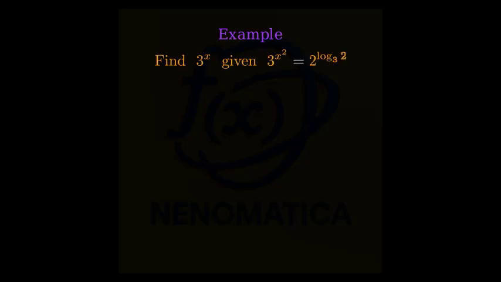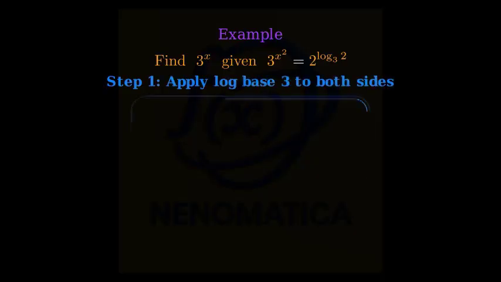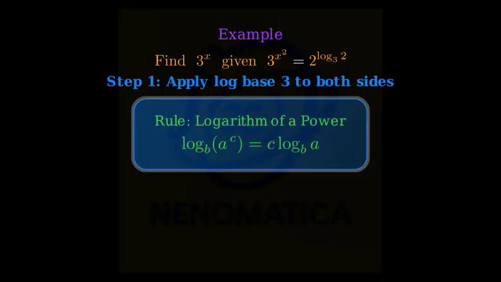Welcome! In this example, we will solve an exponential equation by using logarithms, exactly following a clean step-by-step algorithm. First, we show the example label. Then, we state the problem in bold orange. Find the value of 3 to the x, given 3 to the x squared equals 2 to the log base 3 of 2. Step 1. Apply logarithm base 3 to both sides. We will use the power rule of logarithms.